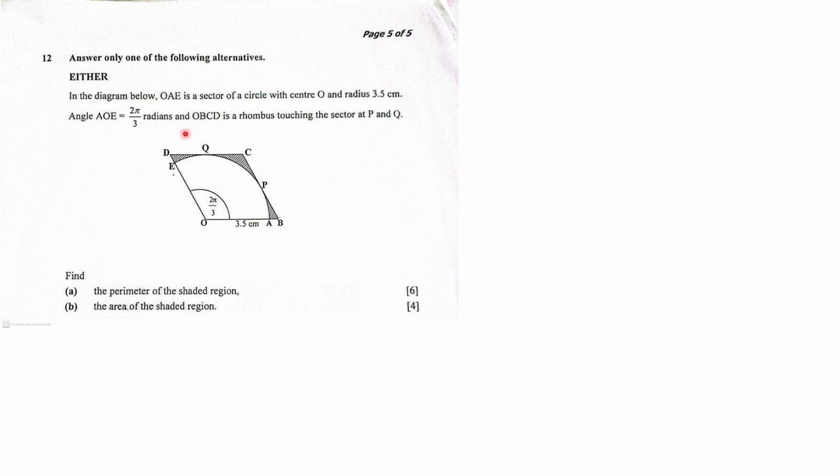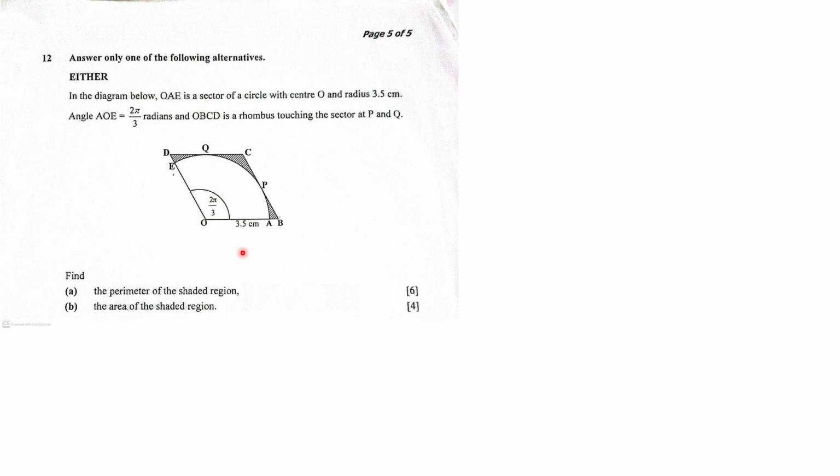They told us in the diagram below, and this is our diagram. The two questions required to be answered in this exam were: find, part A, the perimeter of the shaded region, for 6 marks. Part B said the area of the shaded region, for 4 marks. So how was this question supposed to be answered in that exam?